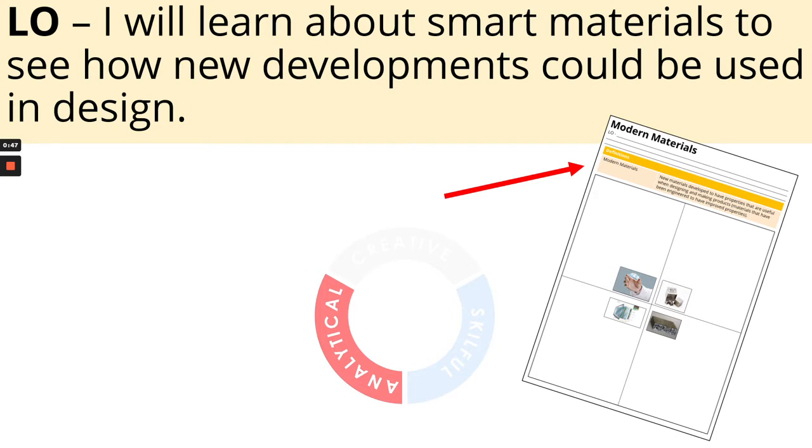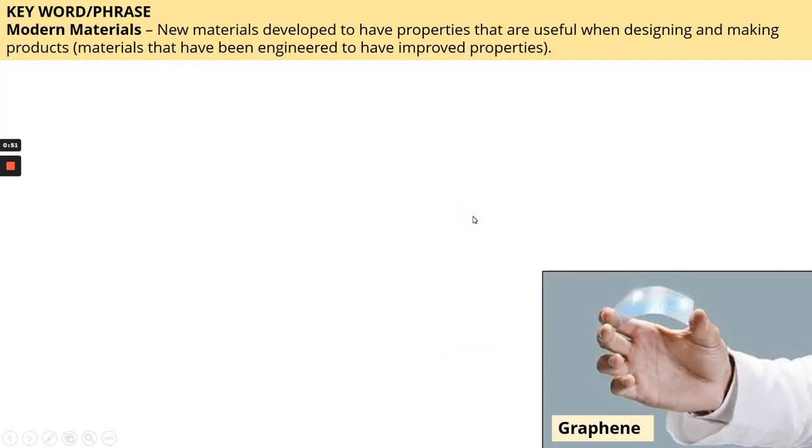Amazing. So what are modern materials? Modern materials are new materials that have been developed to have properties that are useful when designing and making products. So the materials that have been engineered to have better properties, improved properties.